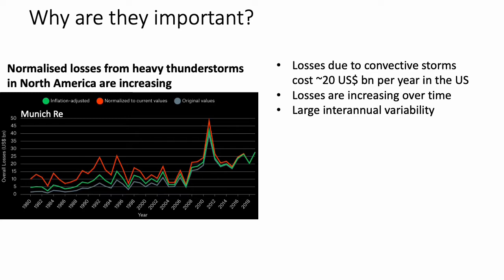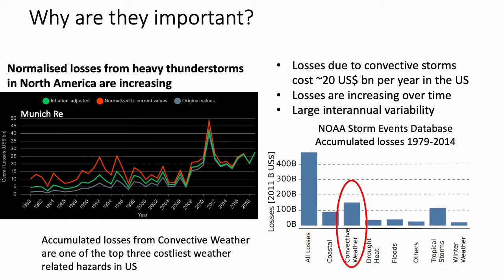So if you look at different perils, loss categories, you can see that convective weather is one of the most expensive extreme events in the US. This is from the NOAA Storm Events Database, the statistic that I'm showing you here. And that's why actually the insurance industry and also economists are really interested in this specific type of extreme events.